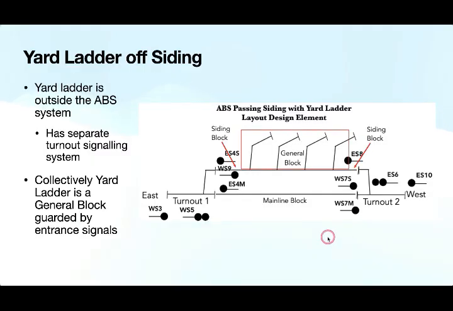This is a different variation where the yard ladder is directly off the siding here. It really shouldn't be part of the automatic block signaling here. For automatic block signaling, your control points are at the start and at the end here. Signaling here is essentially a separate turnout signaling system.